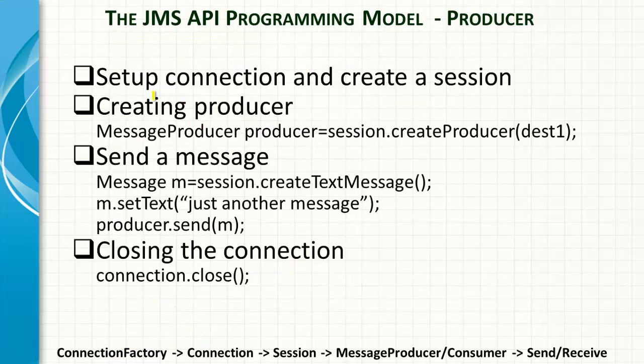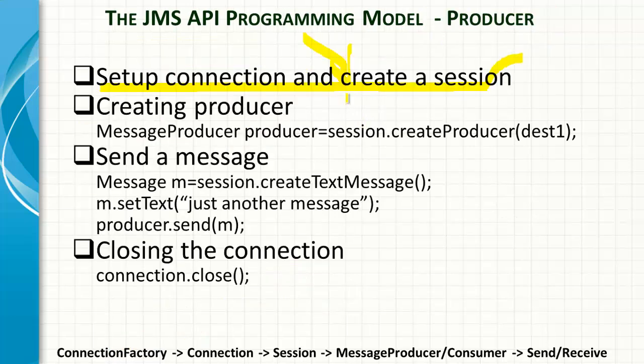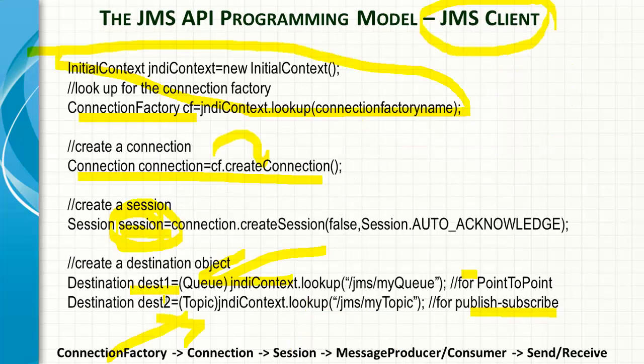Let's see how the producer looks like. Of course, we'll set up the connection and create the session. So there we saw that we create the session from the connection. You create a session and then you say I want a producer. From the session you are getting a producer. So you're getting a producer of what? Of that topic or the queue which you have just created here. So either 1 or 2, based on this topic or queue.